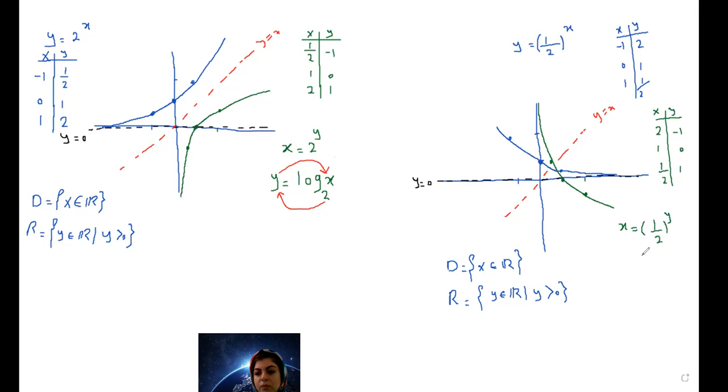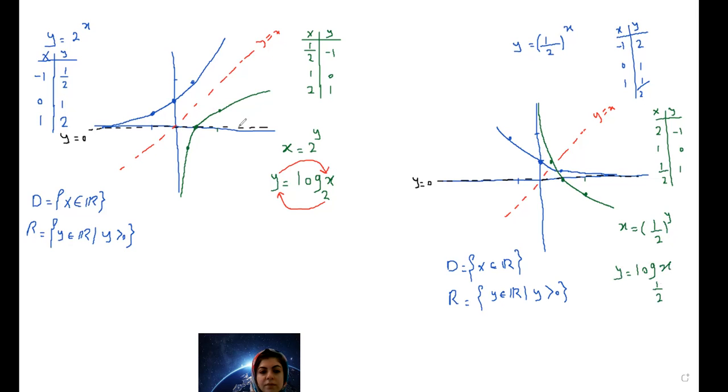Now you need to write it in log form. The power, which is y, is equal to log. The base of the log will be the base here, which is 1/2. And the x at the other side goes in front of the log. So again, 1/2 to the power of y is x.